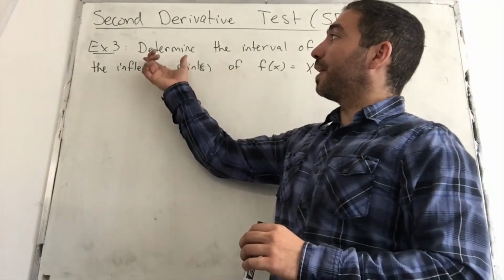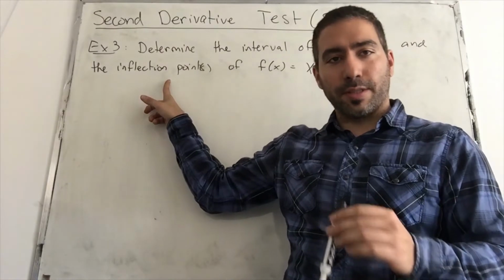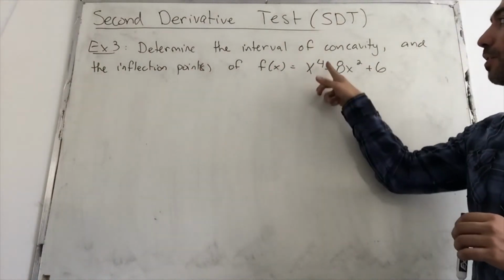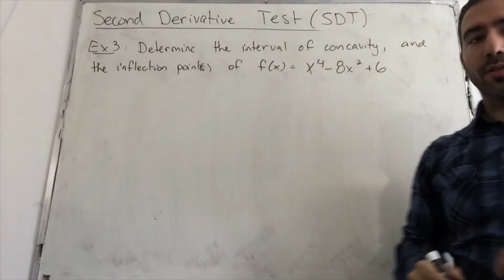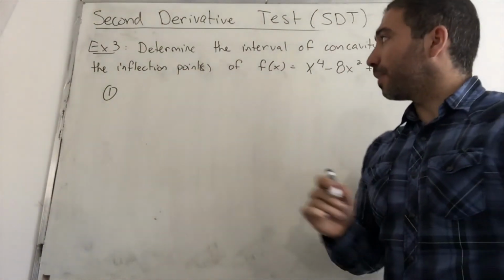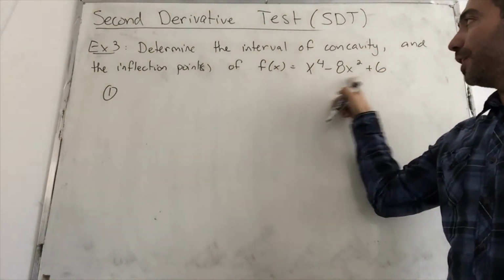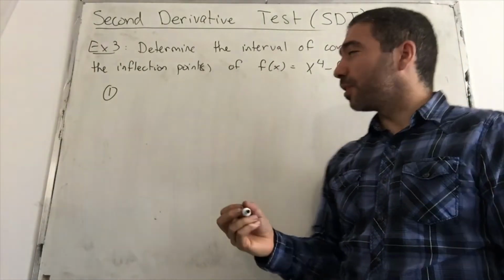So in this example over here, it's asking us to determine the interval of concavity and to find the inflection points, if they exist, of the function x to the 4 minus 8x squared plus 6. So let's go ahead and do that. Step 1, let's go find our inflection points by taking the derivative of this function twice. So notice that the function here is continuous. We're dealing with a polynomial function, so we're okay.